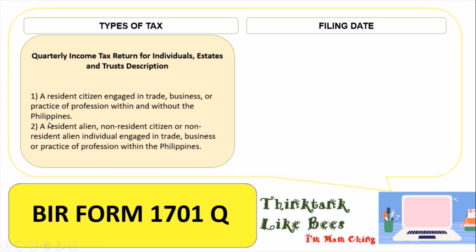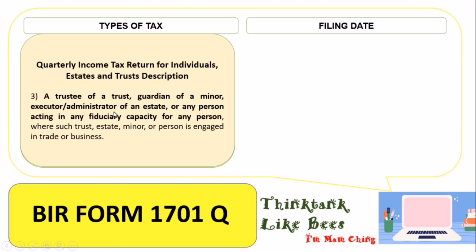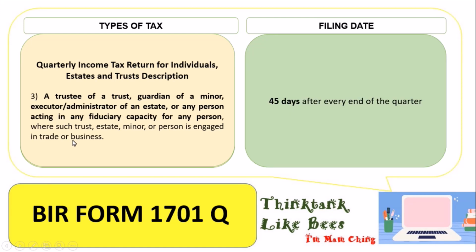You need to find out if you are a resident citizen engaged in trade or business or in the practice of profession within and without the Philippines, or a resident alien, non-resident citizen, or non-resident alien individual engaged in trade or business or practice of profession within the Philippines. Number 3 is trustees of a trust, guardian of a minor, executor, or administrator of an estate, or any person acting in any fiduciary capacity where such trust, estate, minor, or person is engaged in trade or business. The filing date is 45 days after the end of every quarter.